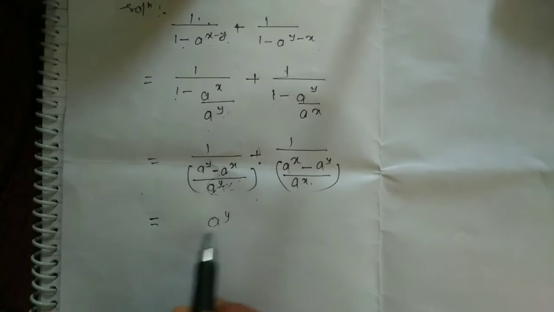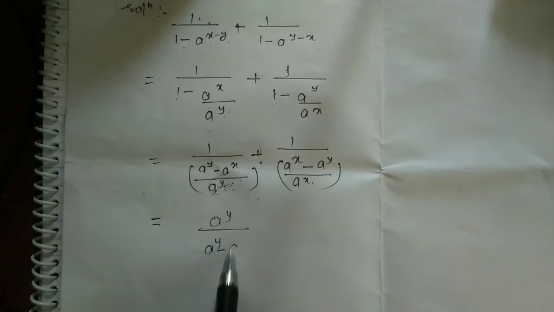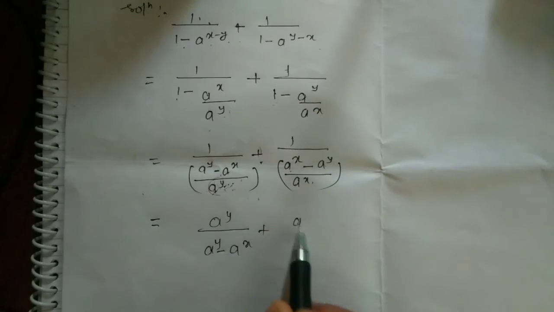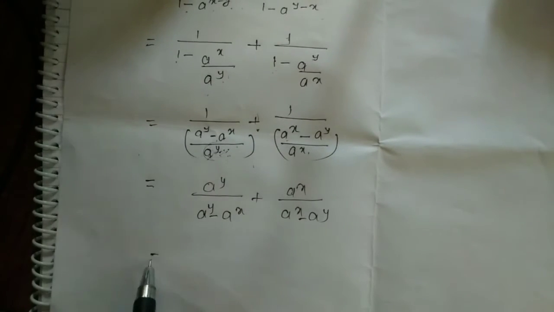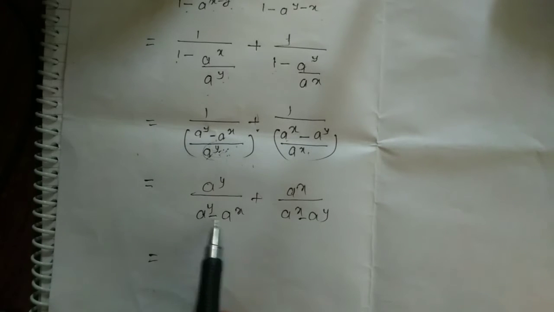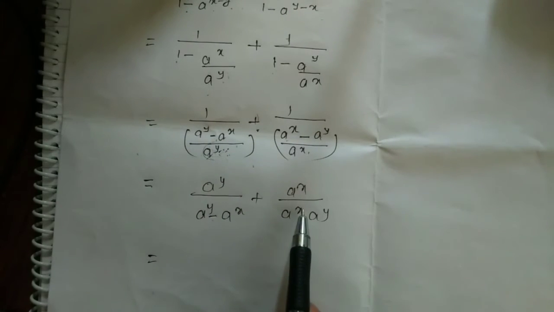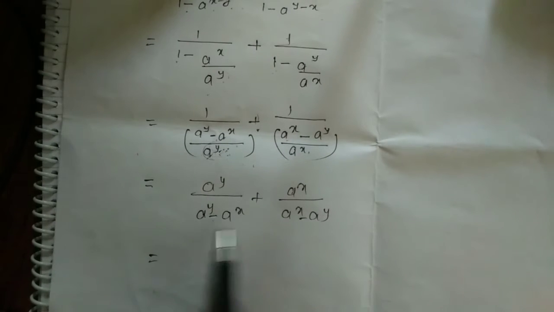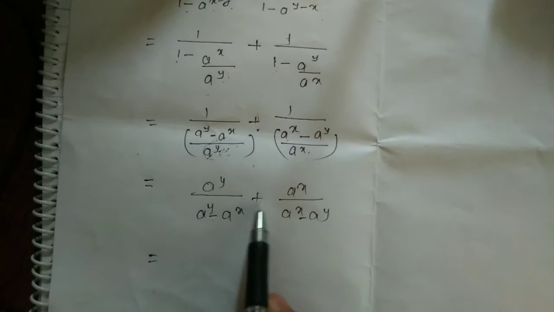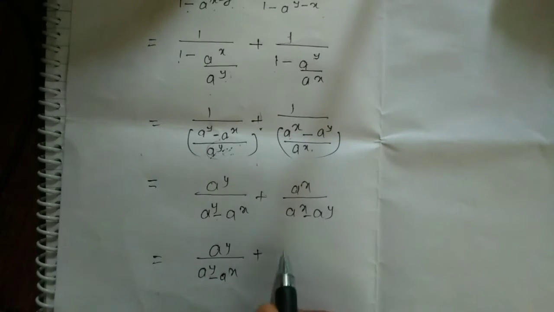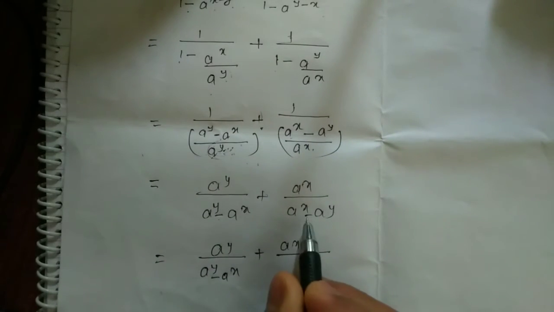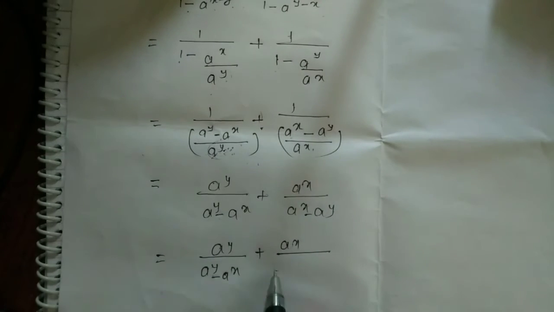It means a to the power y divided by a to the power y minus a to the power x, plus a to the power x whole divided by a to the power x minus a to the power y. Now you can see here a to the power y minus a to the power x, but here it is a to the power x minus a to the power y. The terms are different, so we have to take a common minus sign: a to the power y divided by a to the power y minus a to the power x, plus a to the power x divided by, here taking the minus sign, a to the power y minus a to the power x.